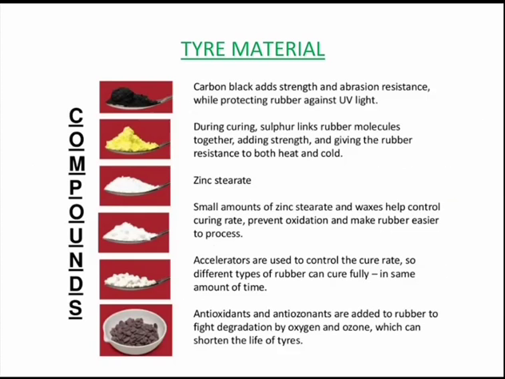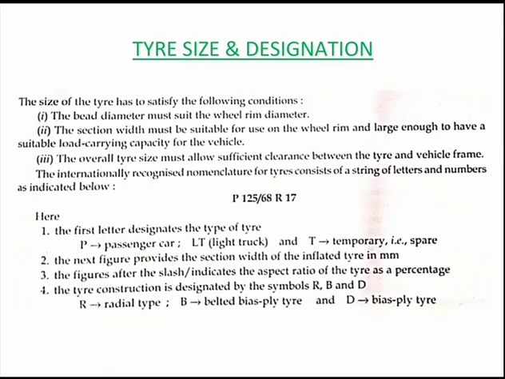And some antioxidants we are also providing, to fight against degradation by oxygen and so on. You know that the rubber or tire material undergoes chemical reaction with atmospheric air, or when heated in contact with oxygen, some degradation happens. So against this degradation, we use antioxidants or antiozonants in this tire manufacturing.